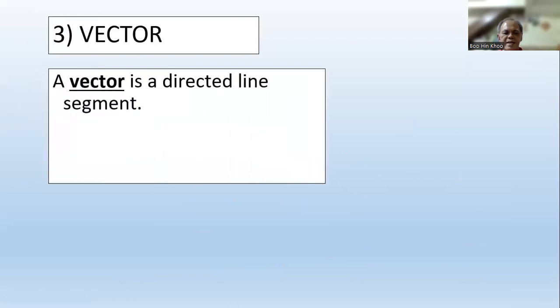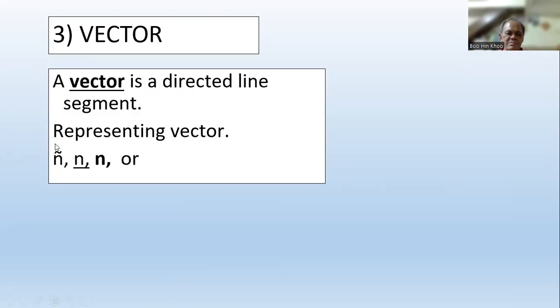A vector is a directed line segment. It has a particular length and a particular angle. How to represent a vector? These are some of the ways of presenting. Textbooks tend to use this one called boldface.